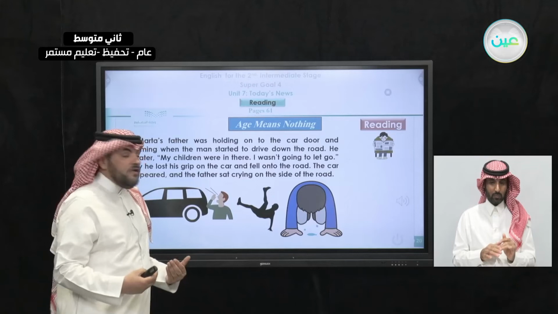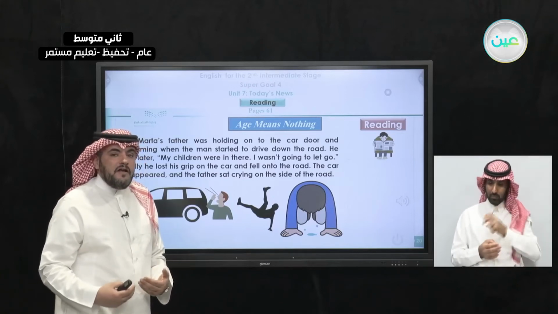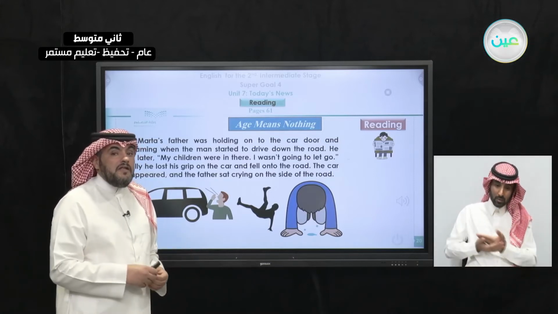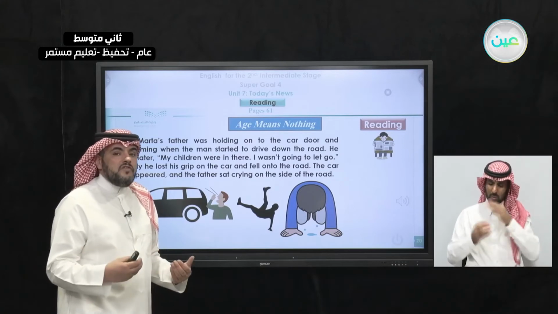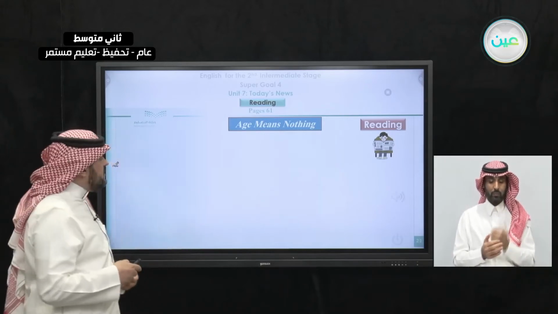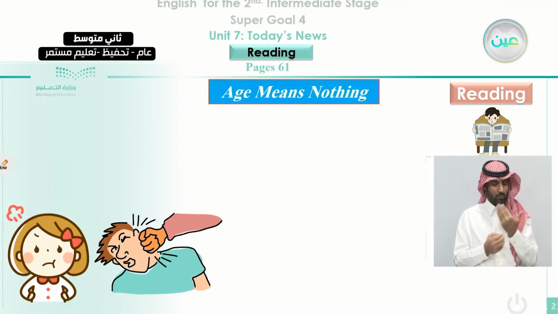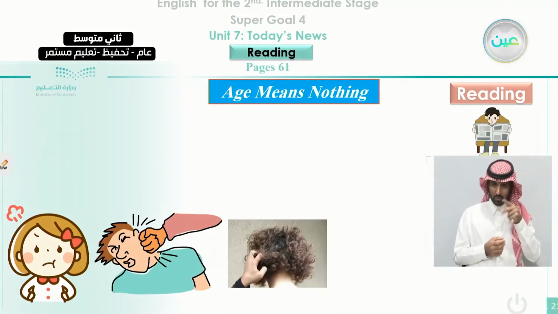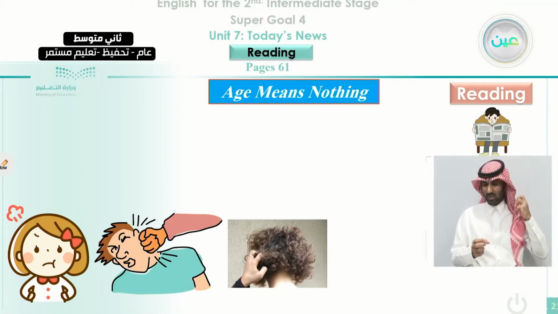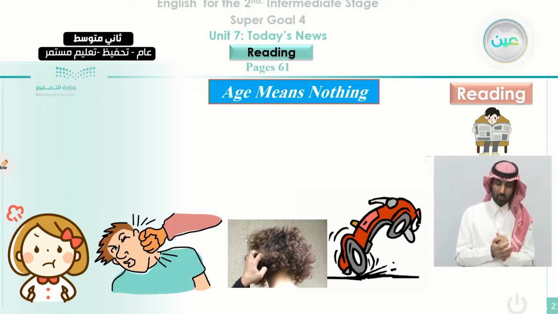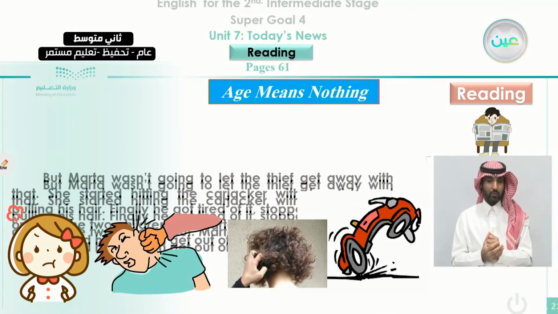Okay, so here we know what the problem is. The thief stole the car, took Marta and her little brother away, and the father was lying down on the street. So what do you think Marta will do to save herself and to save her brother? Let's find out in the next part of this story. Okay, this is Marta, and believe it or not, here Marta is trying to hit the thief with her fist, as you can see here, and she was trying to pull the hair of the thief as well, and she could manage also to save her child. How did she do that? Let's find out when we read the third paragraph.